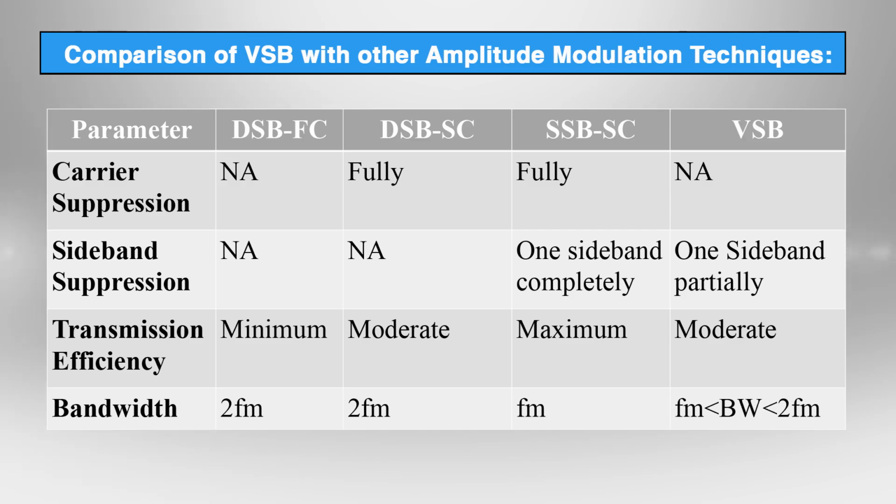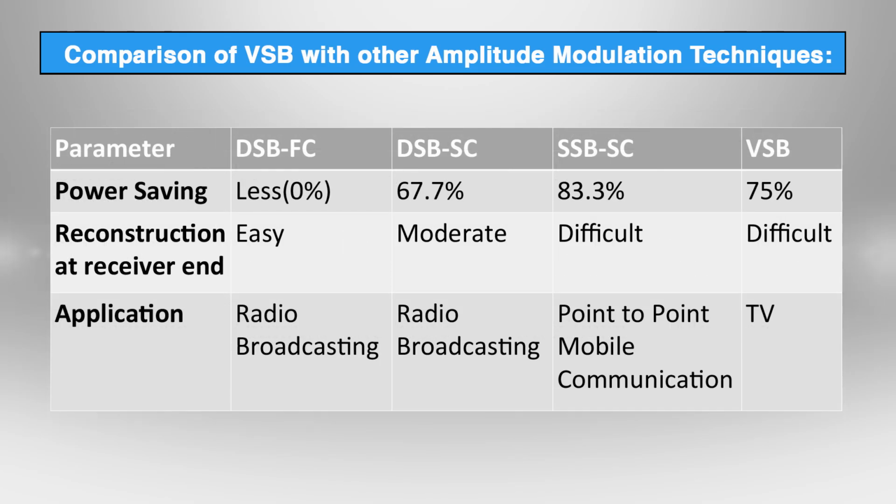Now, the power saving for the case of DSB-FC, that is double sideband full carrier, is 0%. In the case of double sideband suppressed carrier, power saving is about 66.7%. In the case of single sideband suppressed carrier, power saving is 83.3%, and vestigial sideband saves about 75% of the power.